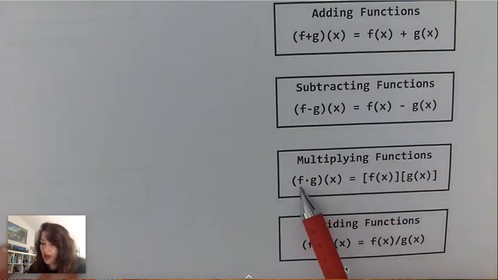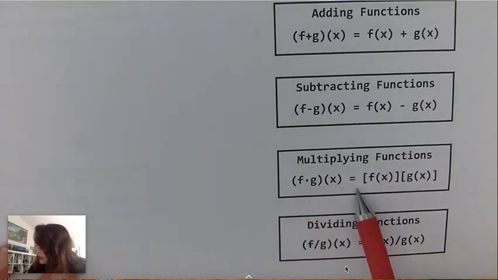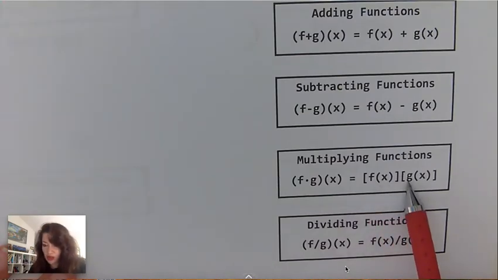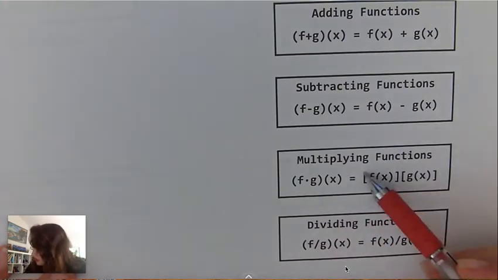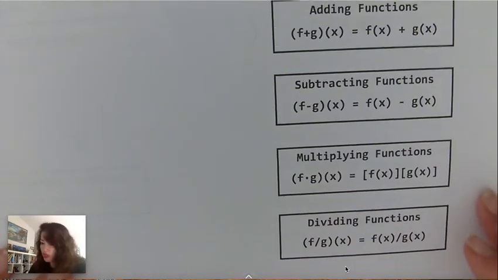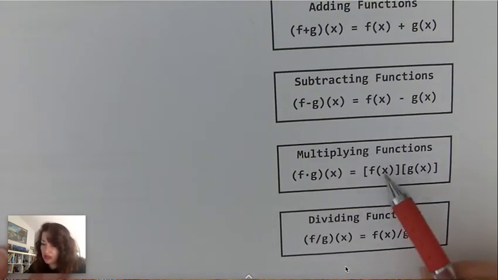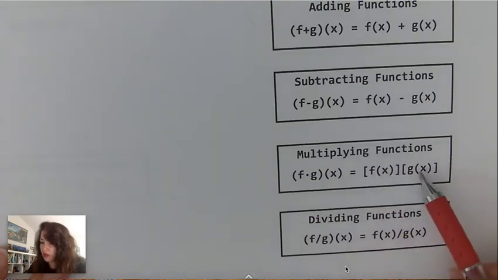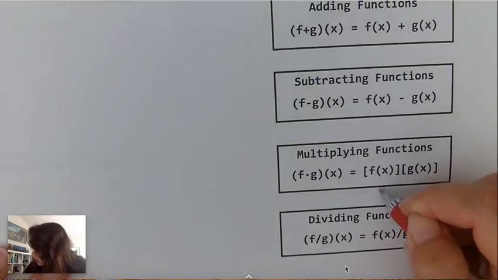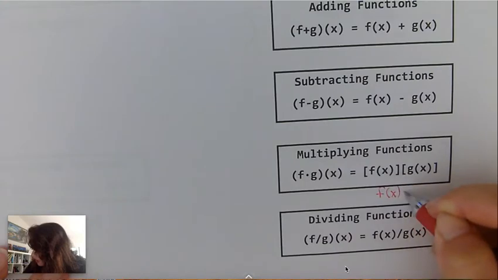Multiplying, we have f times g of x. That can be written as f of x times g of x. Now these square brackets are just another way to say that it's this function contained in the square bracket times the other one. But it would be reasonable to just write f of x times g of x.